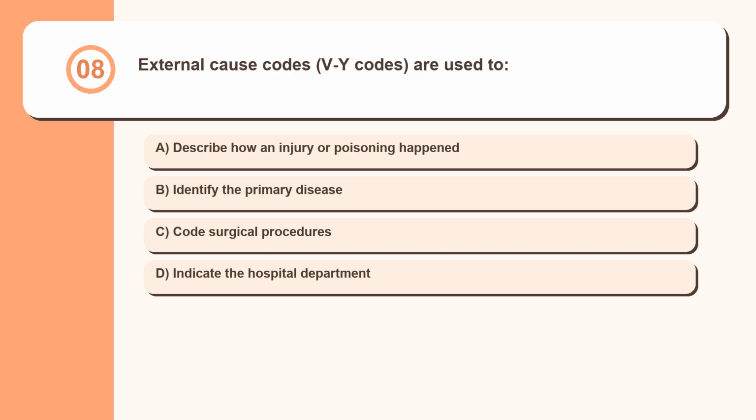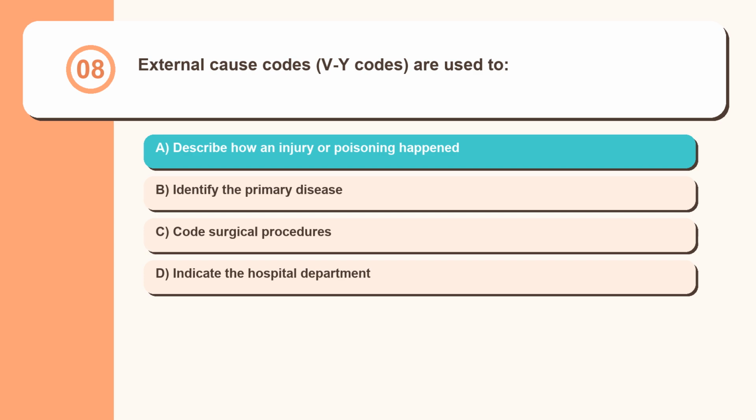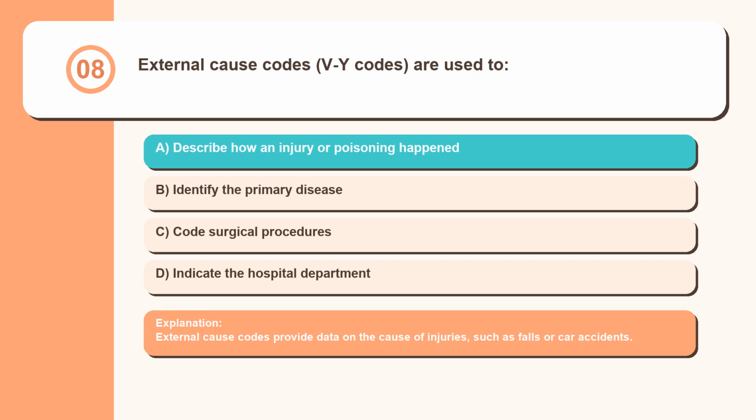Question 8. External cause codes, V to Y codes, are used to describe how an injury or poisoning happened, identify the primary disease, code surgical procedures, indicate the hospital department. External cause codes provide data on the cause of injuries, such as falls or car accidents.